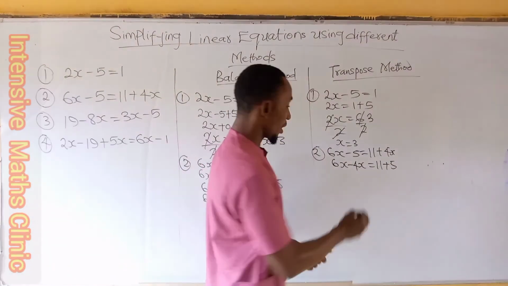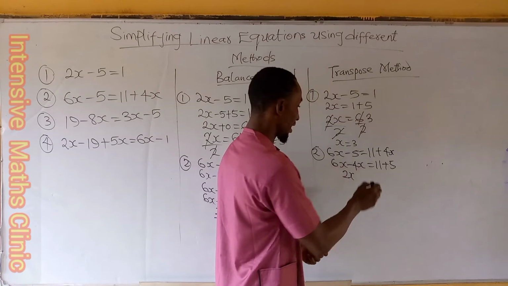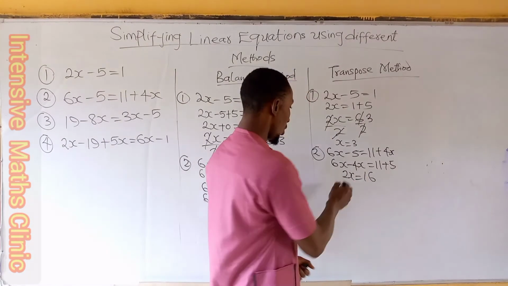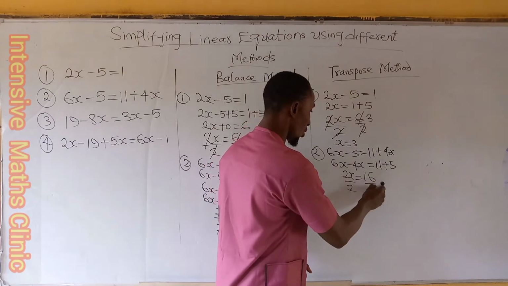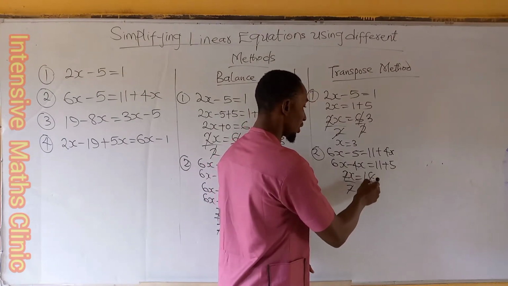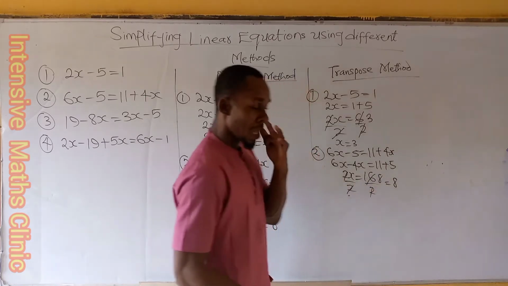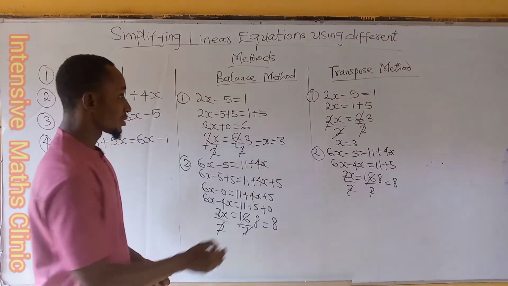So 6x minus 4x equals what? 2x equals what? 16, because 11 plus 5 is 16. So what do we do? Divide both sides by 2. We cancel 2, and 16 divided by 2 is 8. So we have x equals 8. So we move to the next solution.